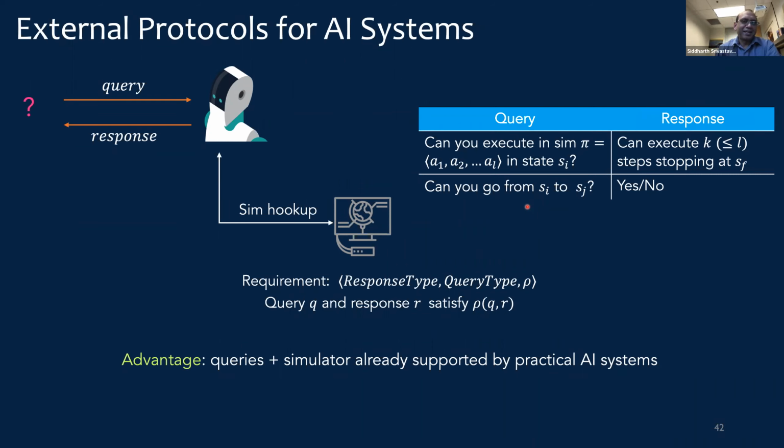Because it turns out that any practical AI system that you develop has to be able to take instructions. So it has to reveal its instruction set. So we get to ask these kinds of queries. That's not placing too much of a requirement. And in addition, most AI systems that we deploy are actually tested with simulators. So they already have the simulator hookups. So we're not asking for too much here. The big question, of course, is how do we generate these queries and how do we learn from those responses? So this is what our research addresses.